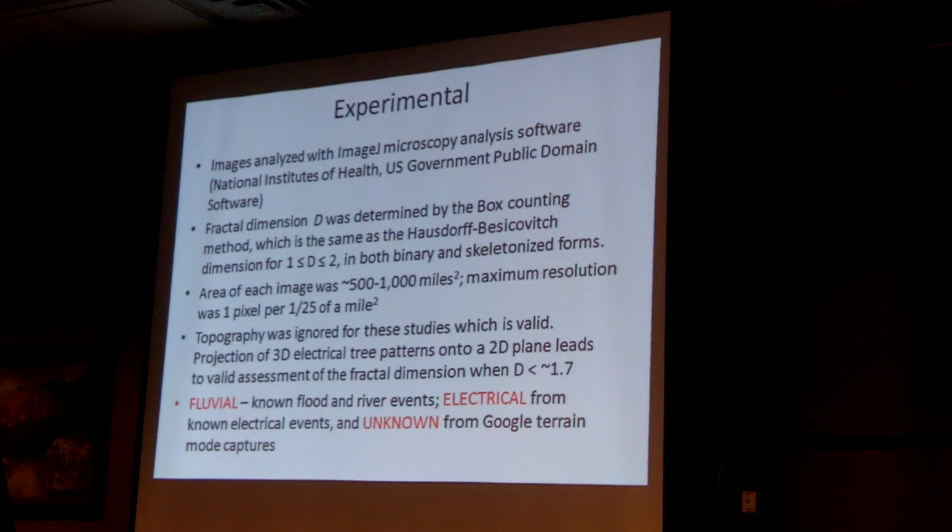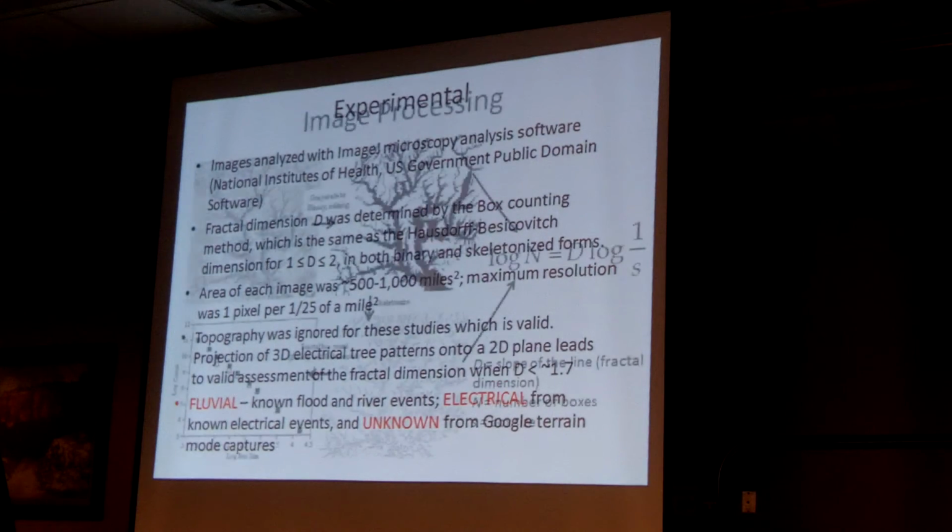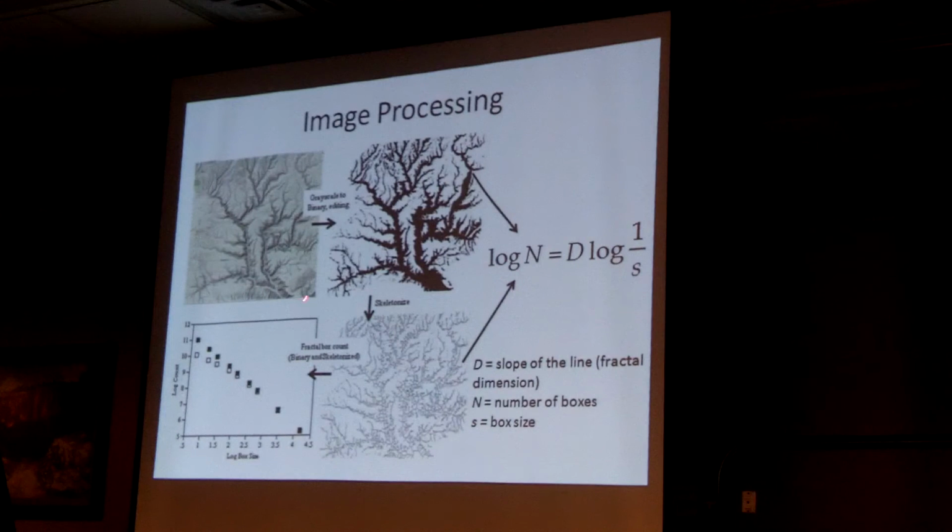And then the unknowns were just from canvassing the whole Earth, capturing these Google Maps, and assessing these landforms that look to be very highly fractal in nature. This is how I process the image. This is an image from up in Oregon. You see the canyon, the steep canyons, and the fingers, the dendritic ridges.